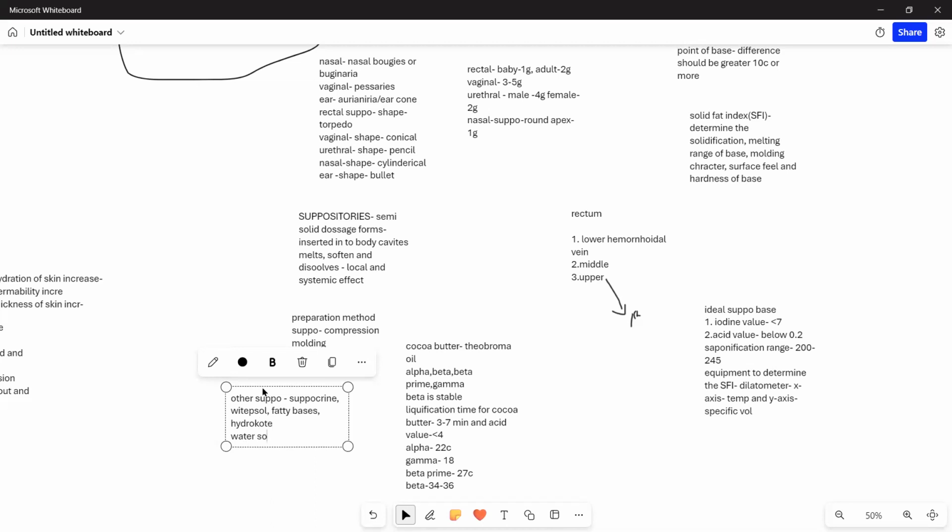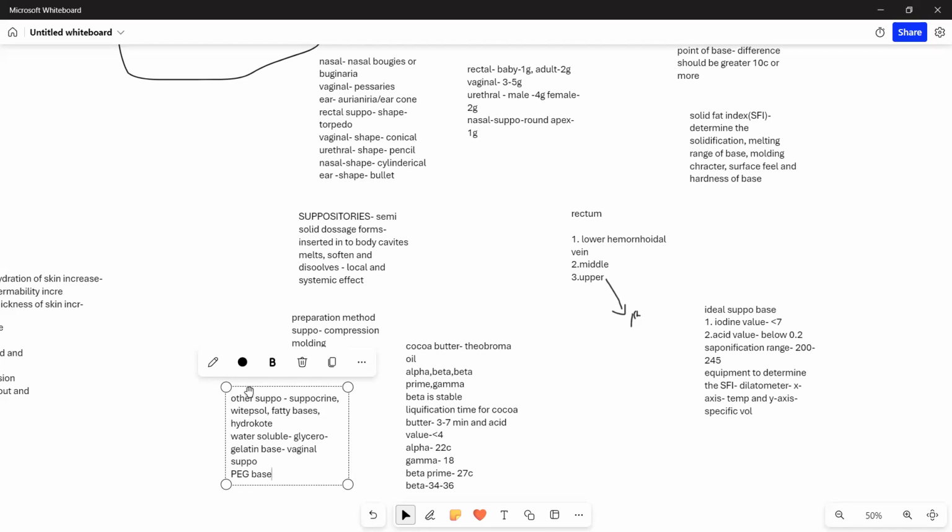Soluble bases include glycerogelatin base, which is mainly used for the vaginal suppositories, and also the PEG base is used, which is stable, non-irritant, etc. So that's it for today, guys.